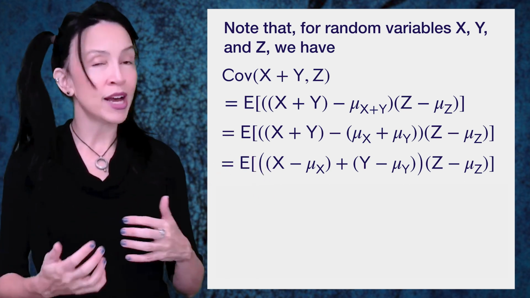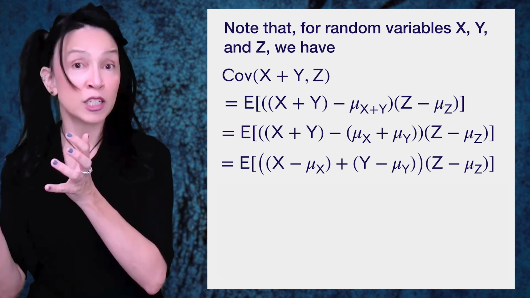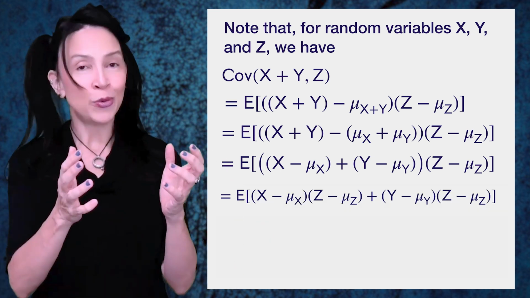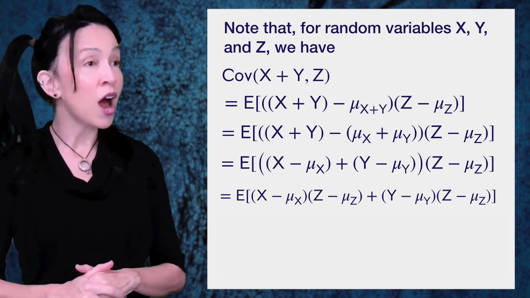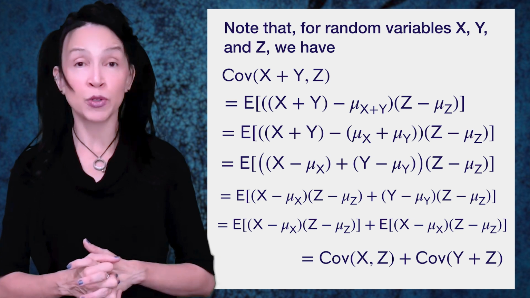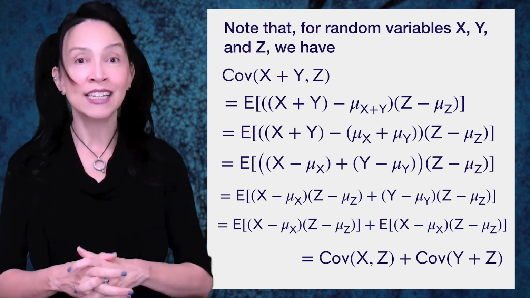Now I can multiply this out by keeping things grouped. I've got the expected value of (x minus mu x) times (z minus mu z) plus (y minus mu y) times (z minus mu z), and I can run the expectation across onto each of those two terms. And here you see the covariance between x and z, and here you see the covariance between y and z. So look what we did.